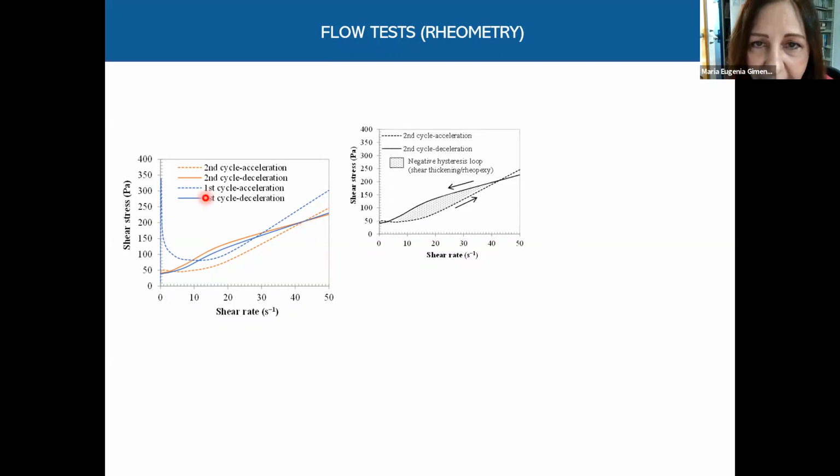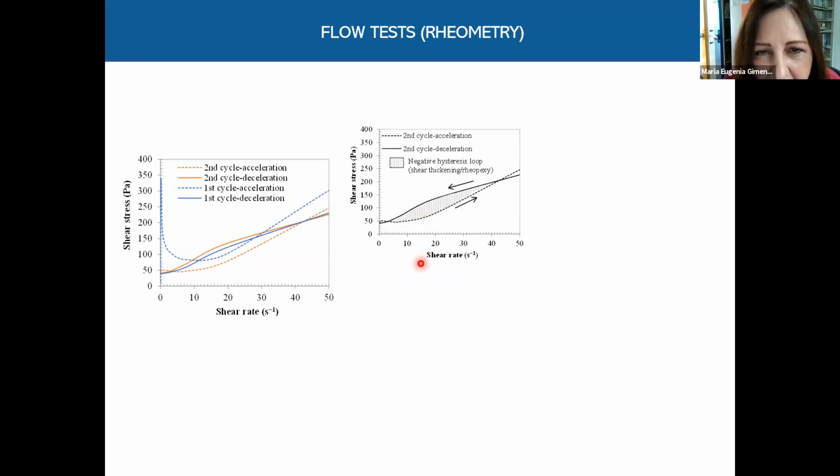The curves of acceleration and deceleration are different. There is a delay response of shear stress, describing a hysteresis loop. That's the area between acceleration and deceleration curves. Here we can see that for a given shear rate, the shear stress at deceleration is higher than the shear stress for acceleration, and that is called a negative hysteresis loop. And that means that the soil is shear thickening and that there is rheopexy.